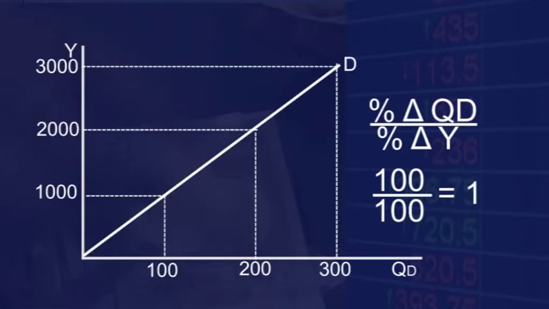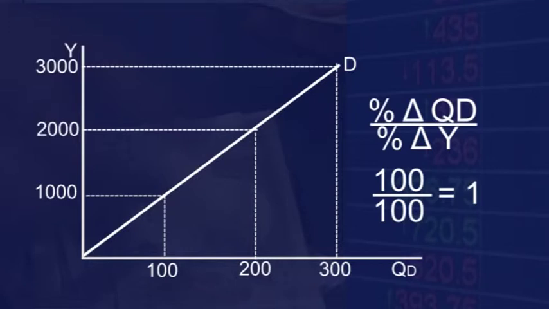So here, the percentage change in the quantity demanded is 100%. It's doubled. It's gone up by 100%. Percentage change in quantity demanded, 100. And what was the change in income that caused it? Income went up from 1,000 to 2,000 euros. There was a 100% increase in income.